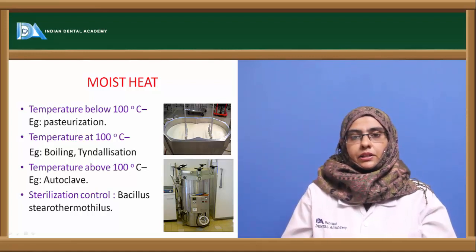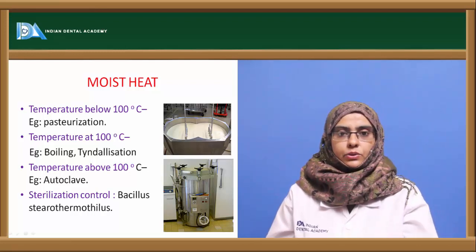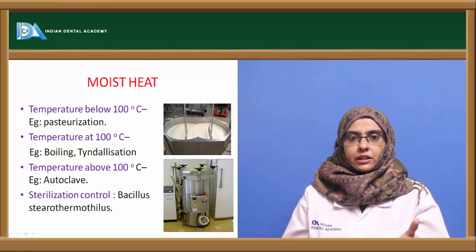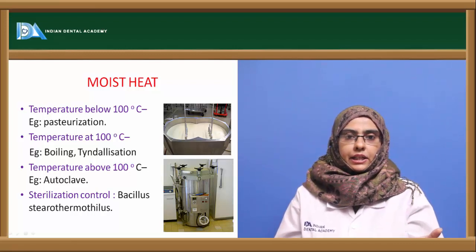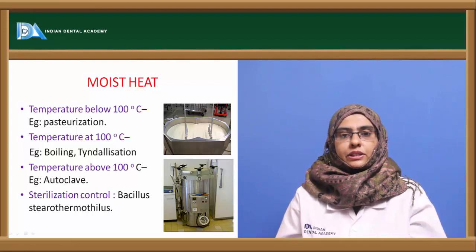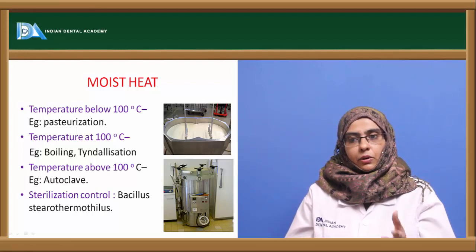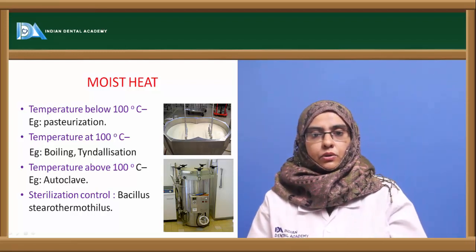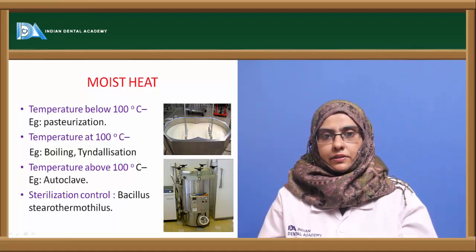Next, coming to temperature at 100 degrees centigrade, the methods used are boiling and tyndallization. Boiling is making the substance or the water boil at 100 degrees centigrade, and you can sterilize or eliminate most of the organisms which are vegetative in nature, but you cannot eliminate the sporulating forms. Boiling is not a choice for sterilizing surgical instruments, so you cannot sterilize surgical instruments by boiling, but you can eliminate only the vegetative forms.